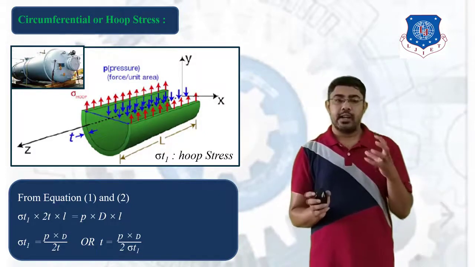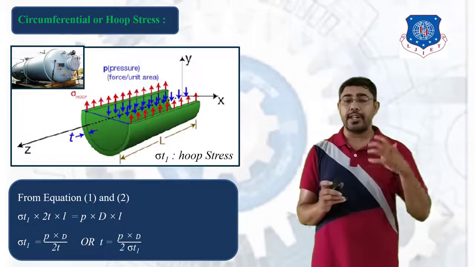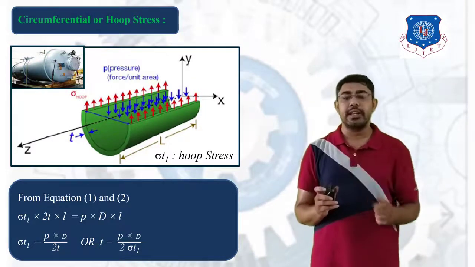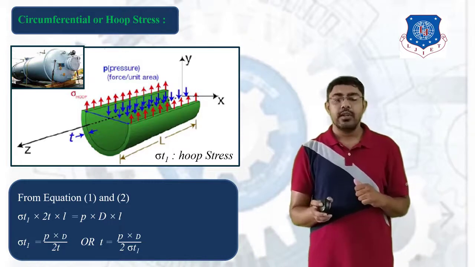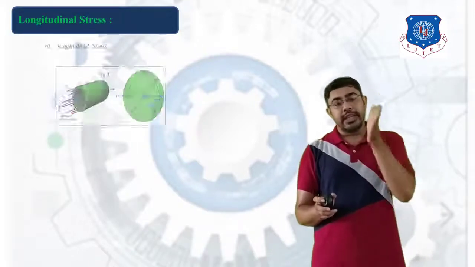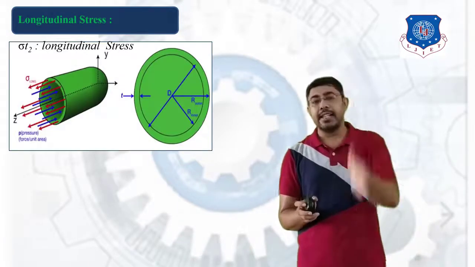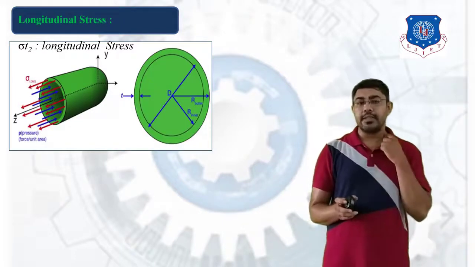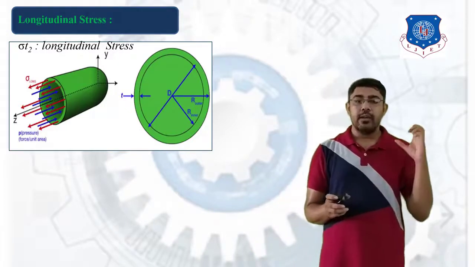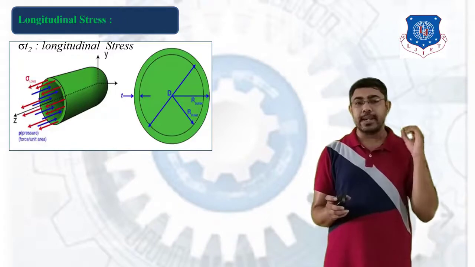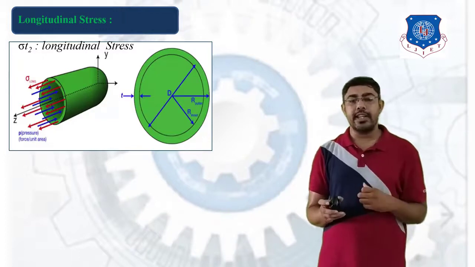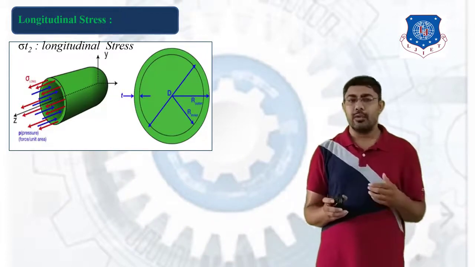So this is the equation of hoop stress or circumferential stress, that is sigma T1 is equal to P into D divided by 2T. Now next is the longitudinal stress. When the cylinder is subjected to pressure on transverse sections, at that time we have to consider the longitudinal stress. As shown in the figure, the pressure intensity is acting on the cylinder, then an opposite sigma longitudinal is generated on the thickness of the cylinder.